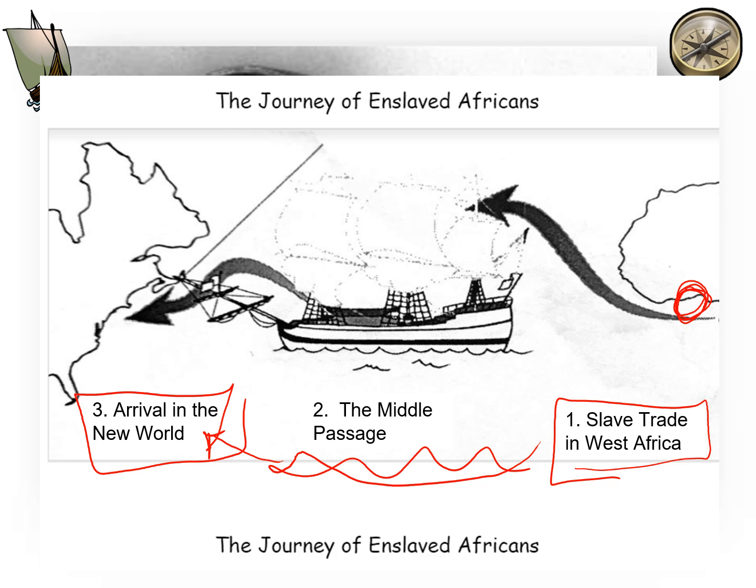Okay, so that is the Triangular Trade Route, Slavery in the Colonies, and the Middle Passage.